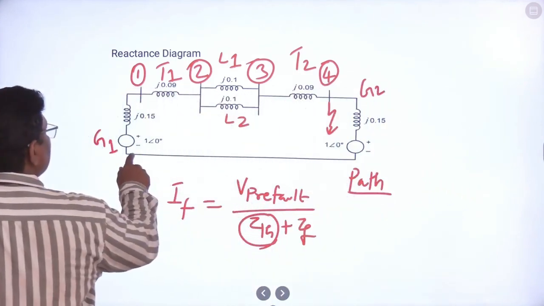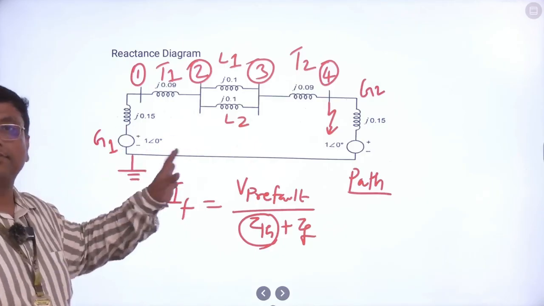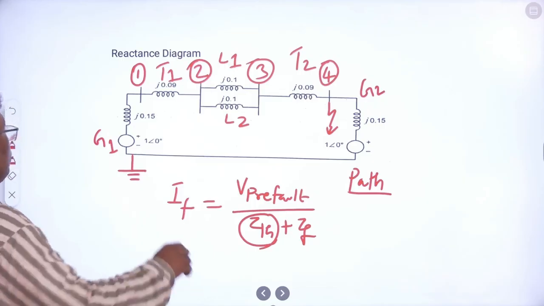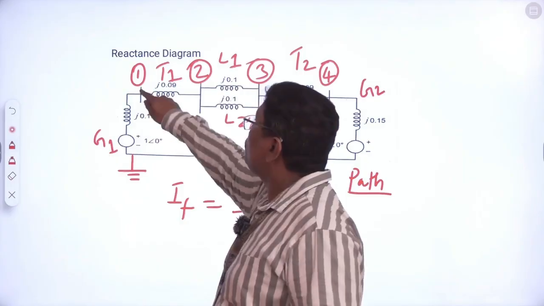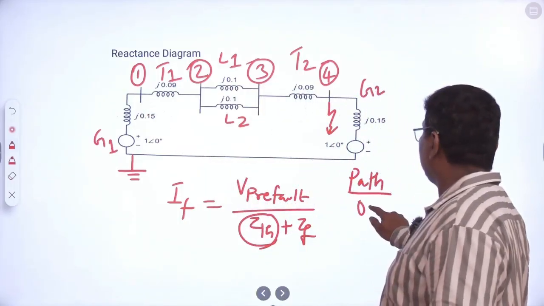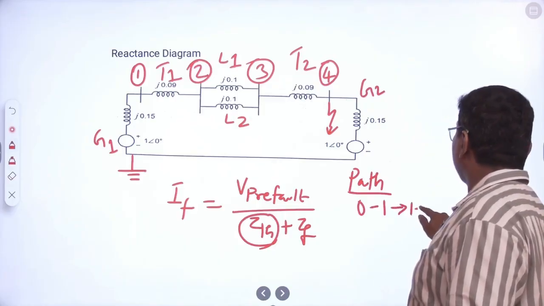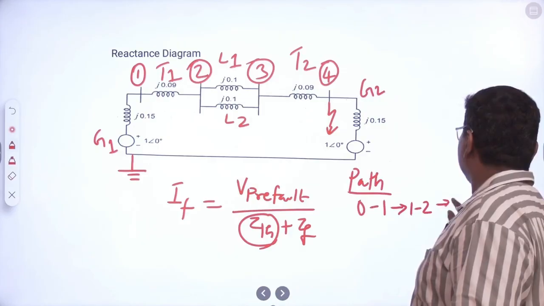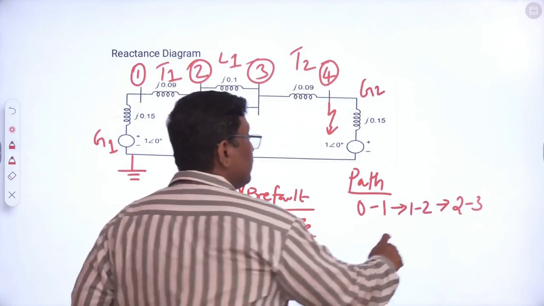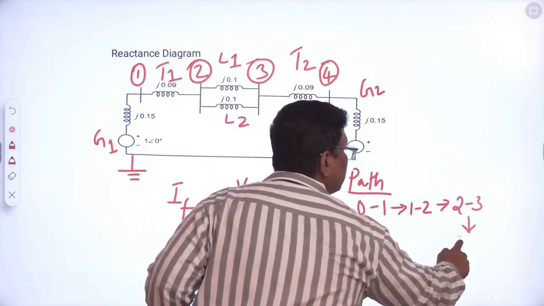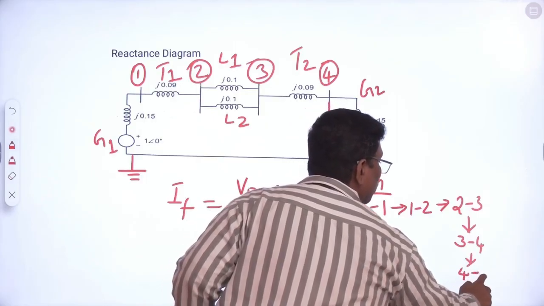So this is actually grounded. Both the generators are grounded. So to start from here, 0 to 1. So the path starts from 0 to 1. Next 1 to 2. Next 2 to 3. Next 3 to 4, and finally 4 to 0.